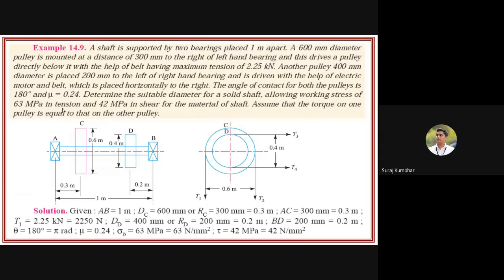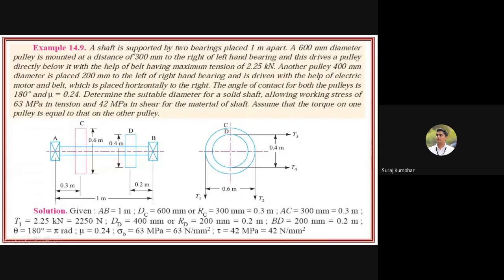Okay, just first we will go through the problem statement. A shaft which is supported by two bearings placed 1 meter apart. Sometimes they will not provide you this diagram. In that case, you need to draw this diagram just by going through the problem statement. Or sometimes they may directly give it to you, in that case you don't need to worry. But sometimes they will not give it, and then you need to create that diagram as per the problem statement.